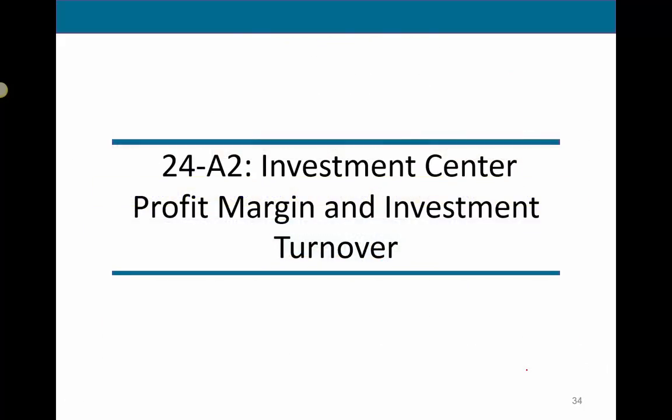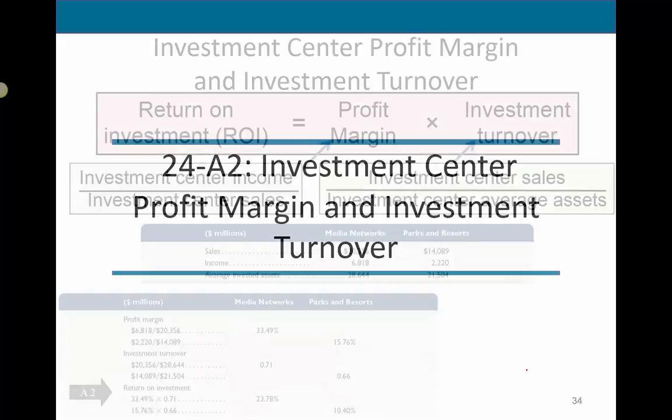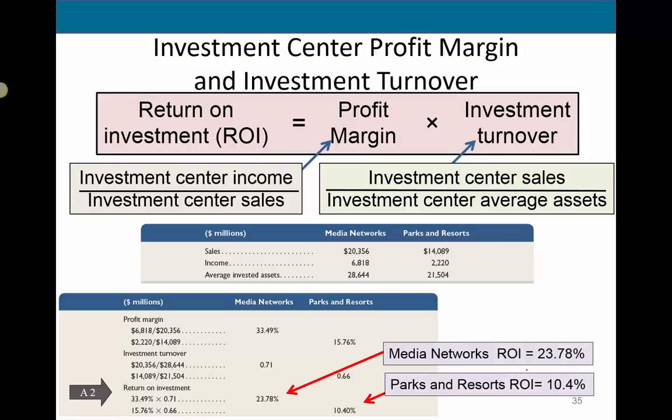Okay, so here's another way to look at it. This one is profit margin and investment turnover. Here's our ROI, return on investment, equals our profit margin times our investment turnover. So there's a relationship there, right? Our profit margin is our investment center income divided by investment center sales. These are really the revenues, the sales coming in before we take out expenses. So that's our profit margin.